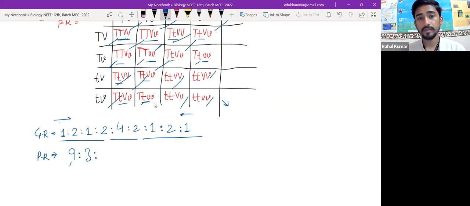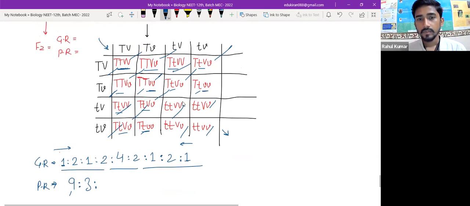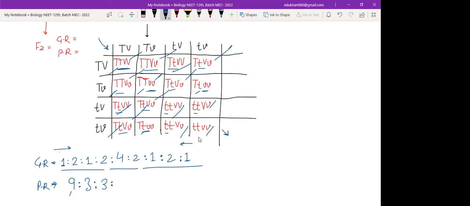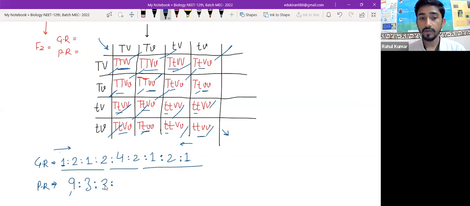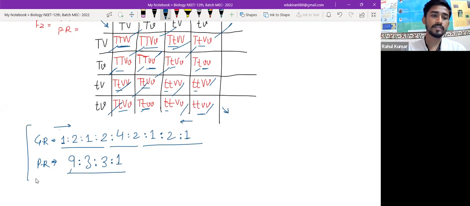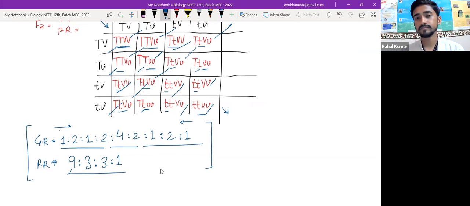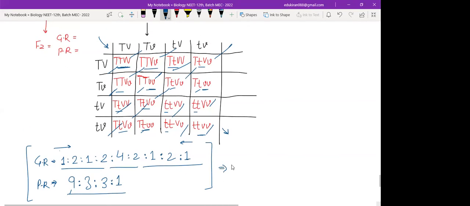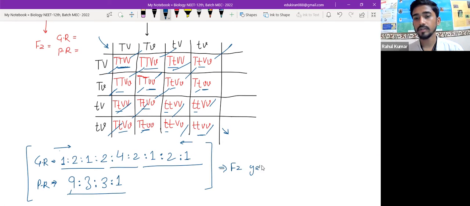Now dwarf and violet. I find 1 here, dwarf and violet, 2 dwarf and violet, and 3 dwarf and violet. Yes? Is to 3. And only 1 will be dwarf and white, pure recessive for both. You understand? Is it clear, the genotypic ratio and the phenotypic ratio, people? Yes. This is the genotypic and phenotypic ratio in the F2 generation of a dihybrid cross.